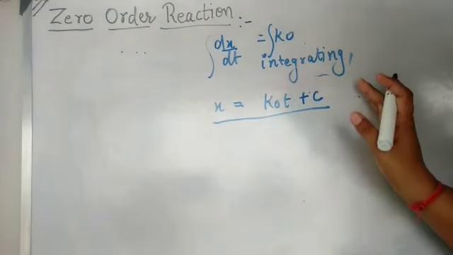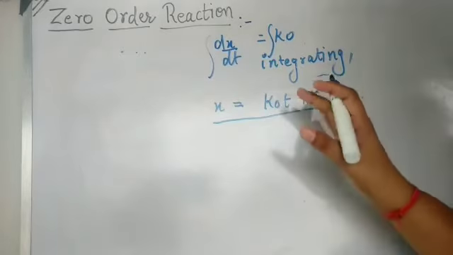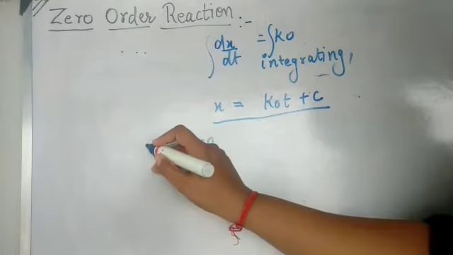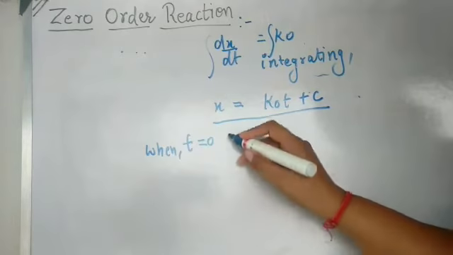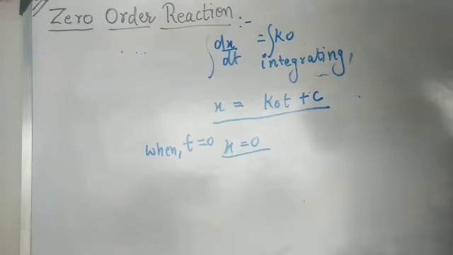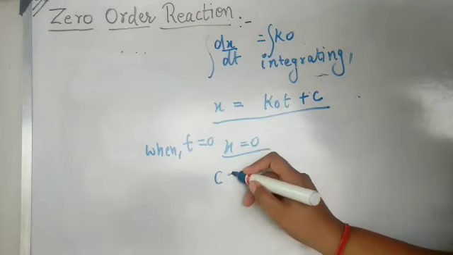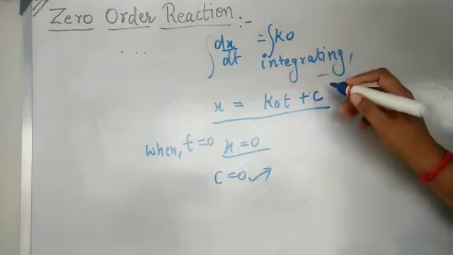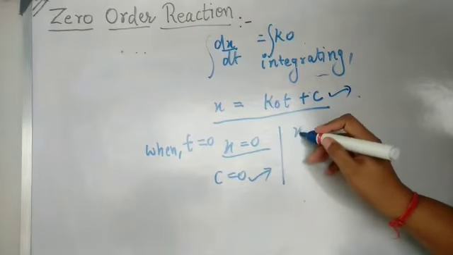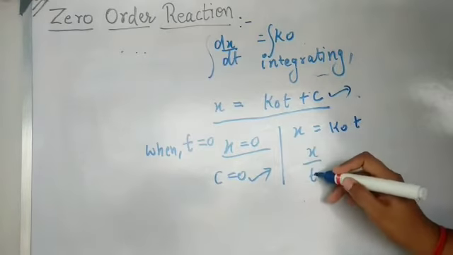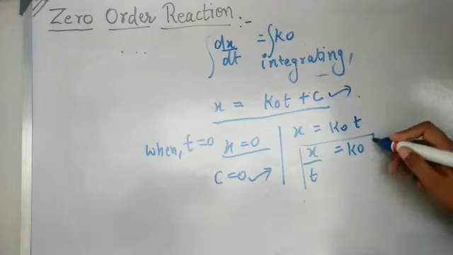Now here C is the integrating constant, and if you want to know the value of this constant, you need to suppose that when t is equal to 0, your X will also be 0. Means your reaction has not started yet, so the concentration of product will be 0, obviously. So now C will also be 0, right? So if you put the value of C equal to 0, your equation will be X is equal to K naught T, or you can write it as X by T is equal to K naught. K naught is the rate constant.